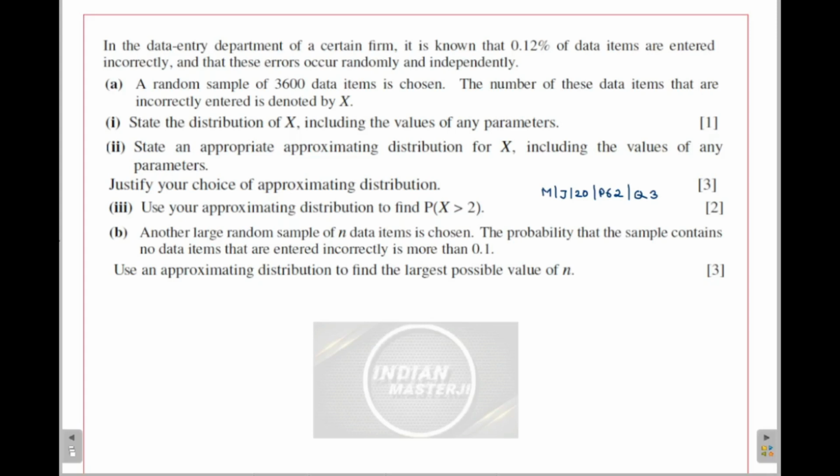So let's begin with today's video. The question which we have taken is from May-June 2020, paper 62, question 3. Let's read out the question.